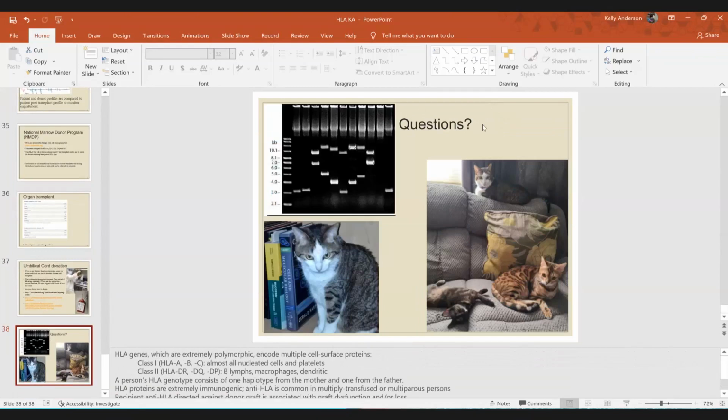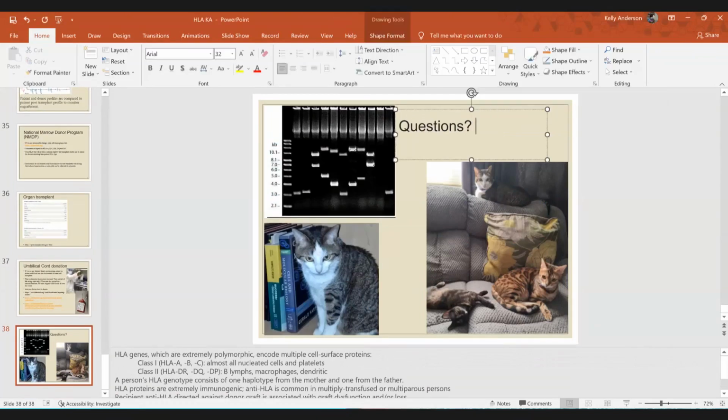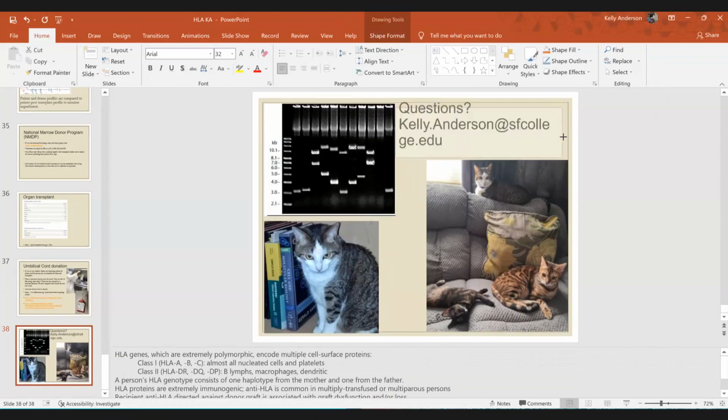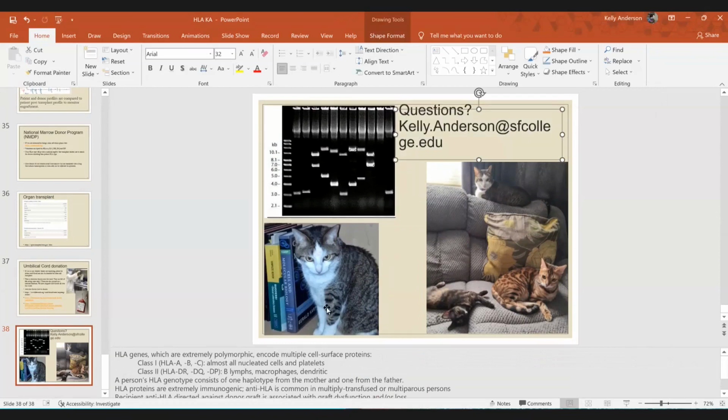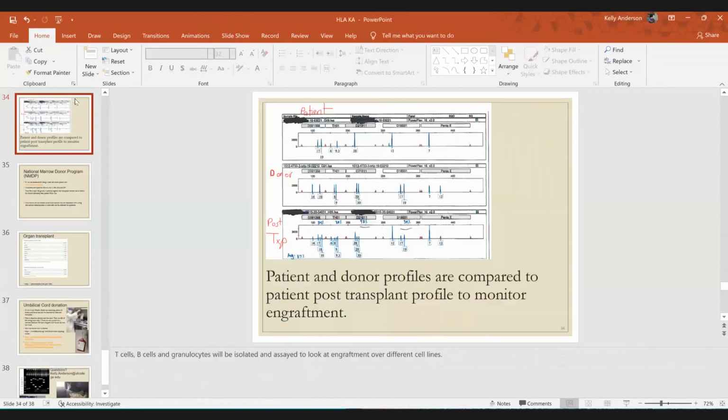Does anybody else have any other questions? Hi, Abu. I have one question for Kerry Anderson. How do you interpret the STR based typing, the STR based fragment analysis for donor and recipient? You said that after 30 or 40 days post donor transplant, basically what do you look at in the post transplantation profile?